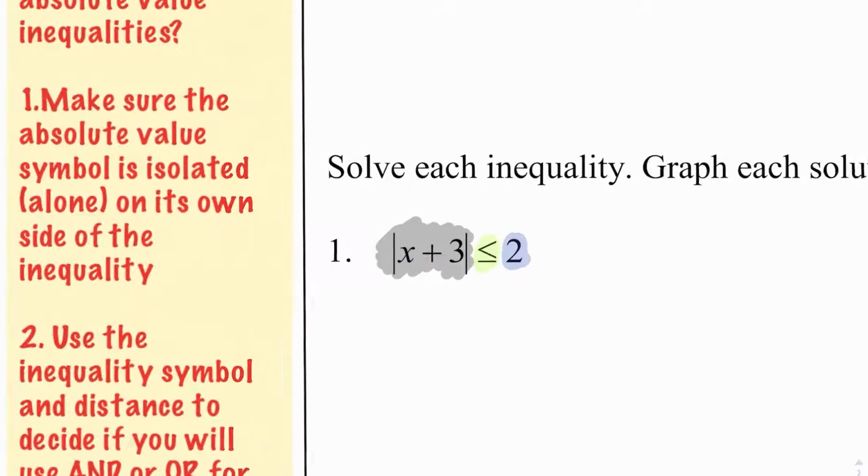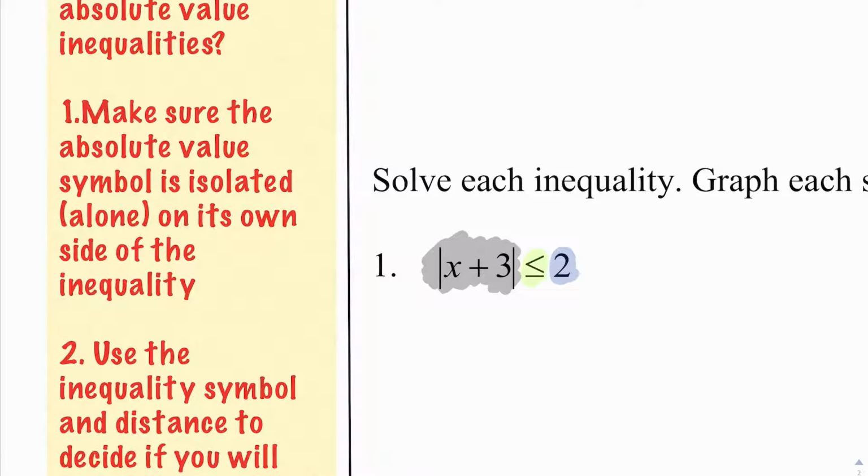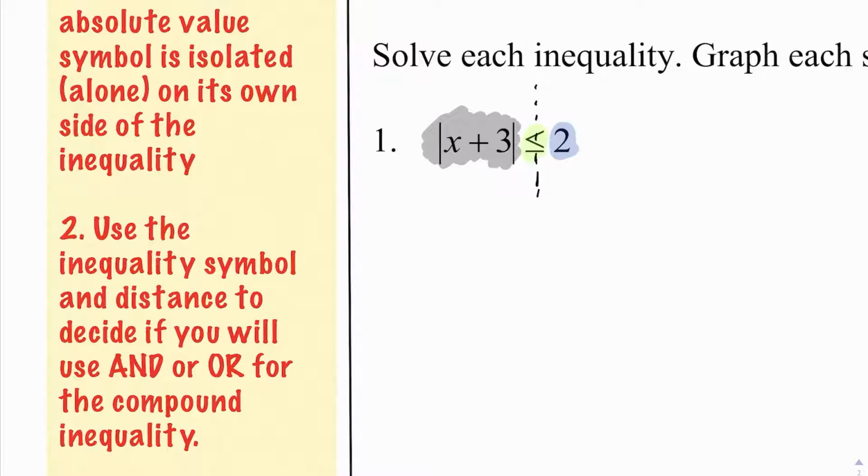So the first thing we do when we try to solve these, we want to make sure the absolute value is alone. We want to get distance all by itself. In this case, it is. I can just visualize it's on its own side. It's on the left side of the less than sign, and it's by itself. So what we need to do then is figure out whether it's going to be an and or an or. And this is just what we were practicing.